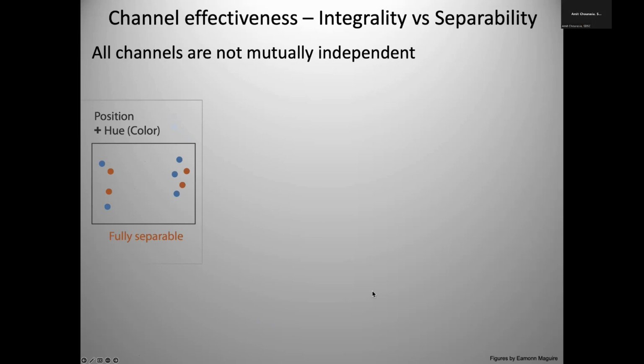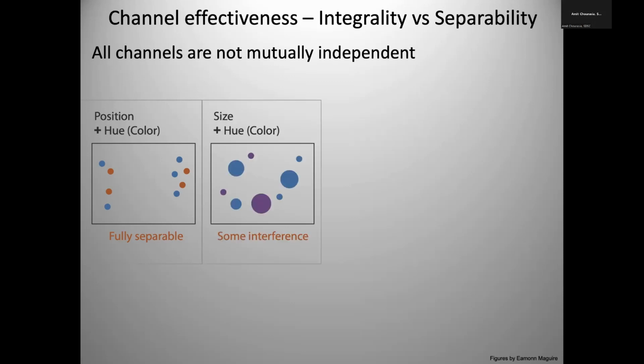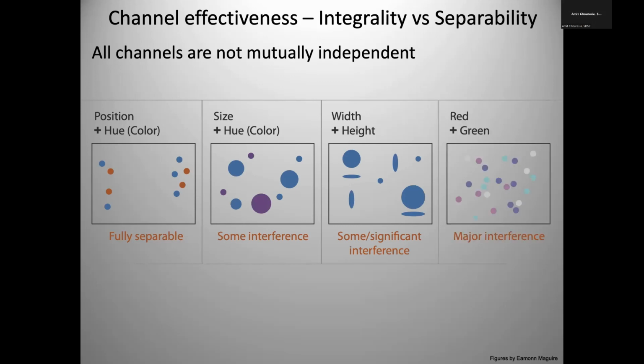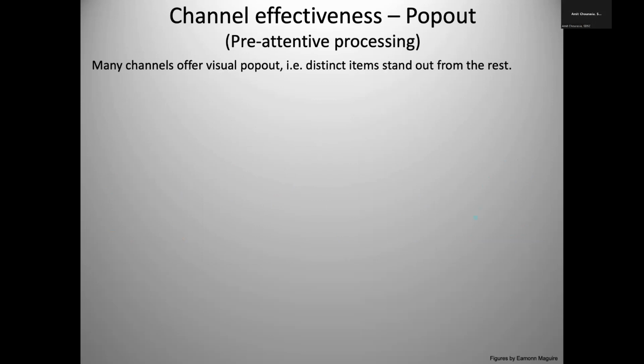Now, while we have been talking about channels independently, in reality they are not necessarily that independent. If you have position and hue, as shown here, they are fully separable, and that's fine. But when you have size and hue, you can start to see there is some interference between them. When you have width and height, the interference increases. And then you have a different combination of intensity and color, where you can start to see major interference. So all channels are not mutually independent, and that creates some complexity in picking them.